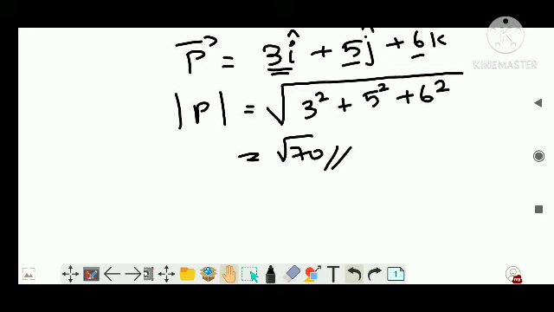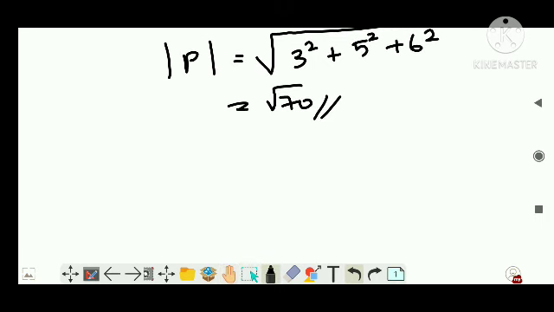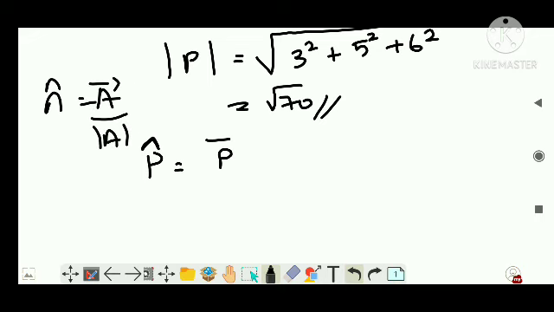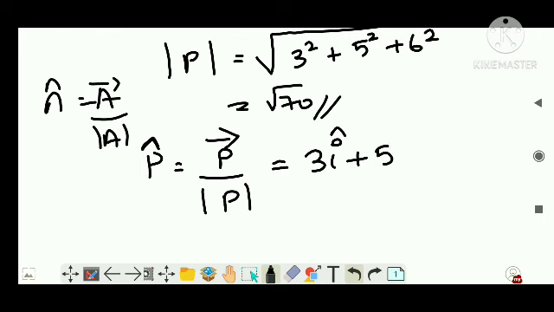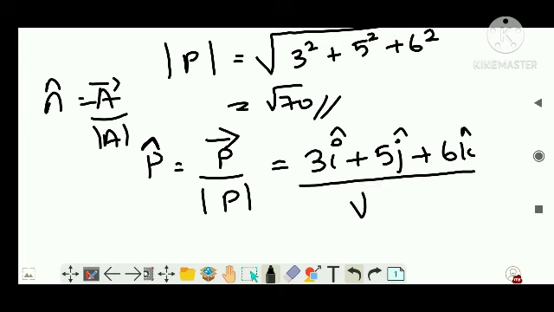Now remember I told you I will tell you regarding the unit vector. If you are asked what is the unit vector of p, remember what is a unit vector? A cap is equal to a vector divided by modulus of a, or magnitude of a. So p vector divided by modulus of p. So what is p vector? 3i plus 5j plus 6k cap, whole divided by root 70. This is the unit vector form of p.